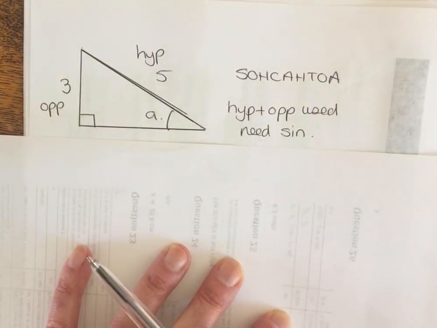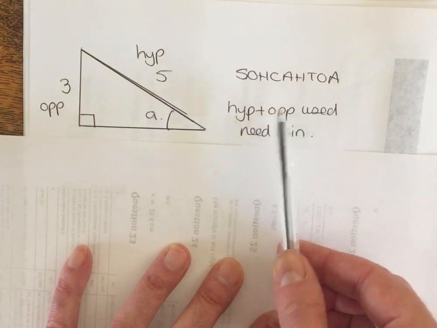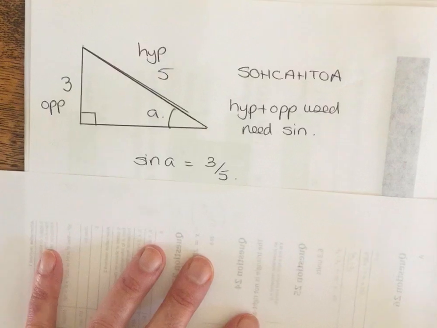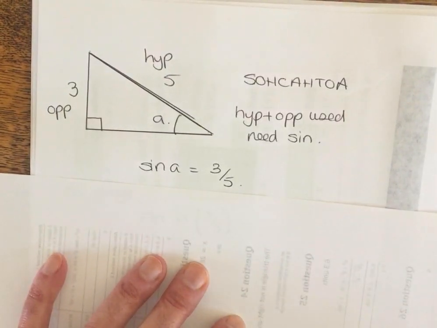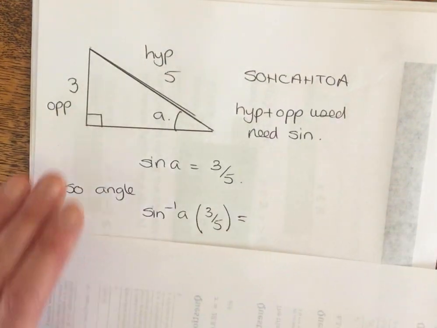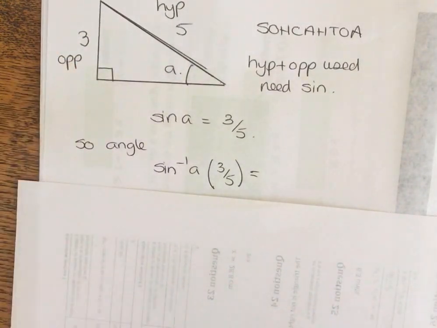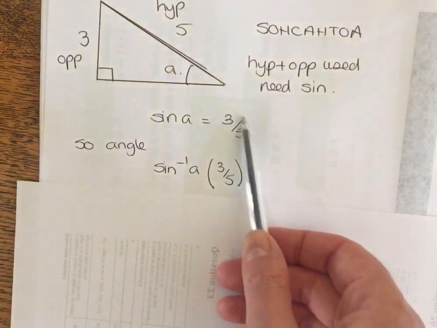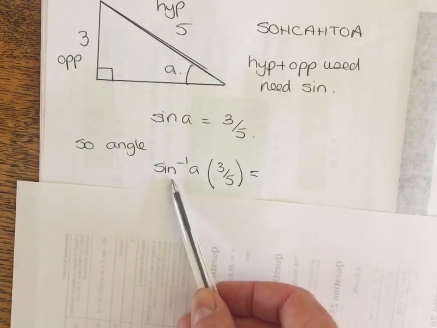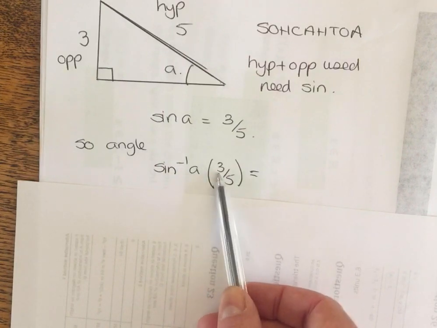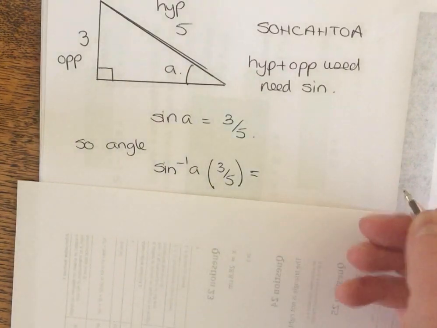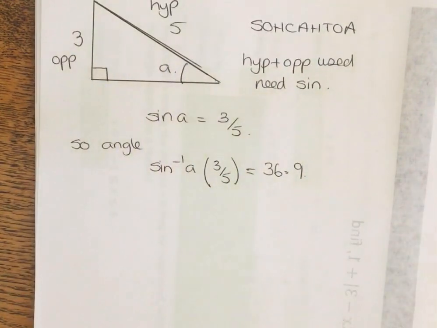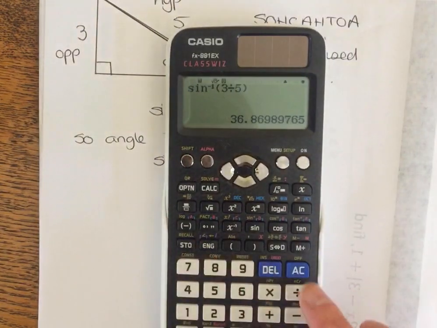I've written down SOHCAHTOA. I've noticed that I need the hypotenuse and the opposite, so it means I'm going to use the sine function. So I know that the sine of the angle is 3 over 5. If I want to find the angle, I'm going to use a button on my calculator that calculates the inverse of this. The opposite of the ratio is the angle. So if I press sine to the -1 of 3 over 5, it will find me the angle, which is 36.9.